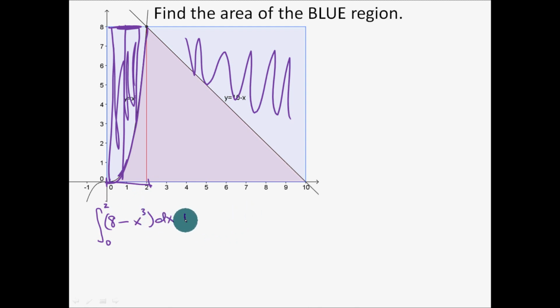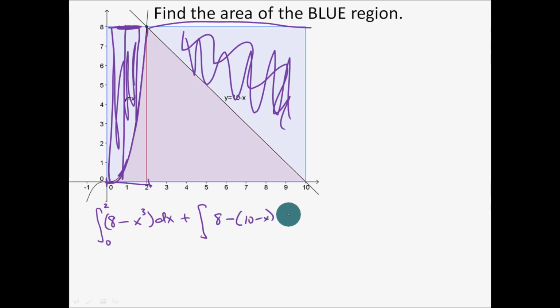All right, then I'm going to add on this area. All right, this one has a top of 8 minus the bottom, which is 10 minus x. And I'm going to integrate that from 2 to 10. Okay, so what I'm doing now is I'm directly finding this area and directly finding this area, and hopefully we should get the same thing. Let's see if we do.